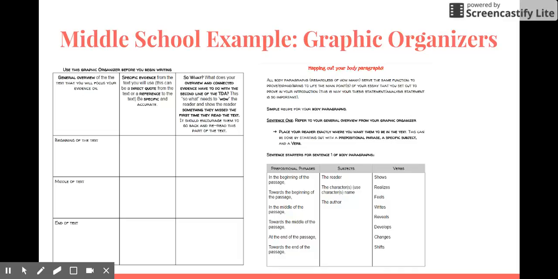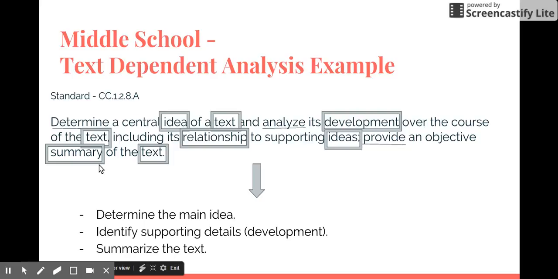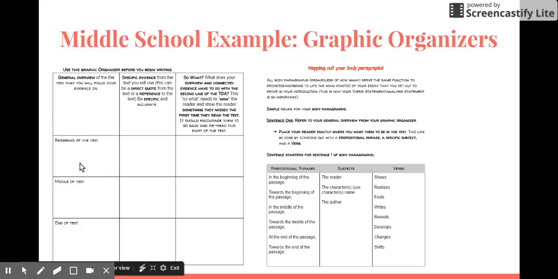Here's an example that Meg Burke, one of our instructional coaches, put together of a graphic organizer for middle schoolers working on text-dependent analysis. So you'll see over here, we're looking at the beginning, the middle, and the end of a text. She's asking them to add specific evidence in this second column here. Be specific, you can directly quote, you can have a reference there, and be accurate.